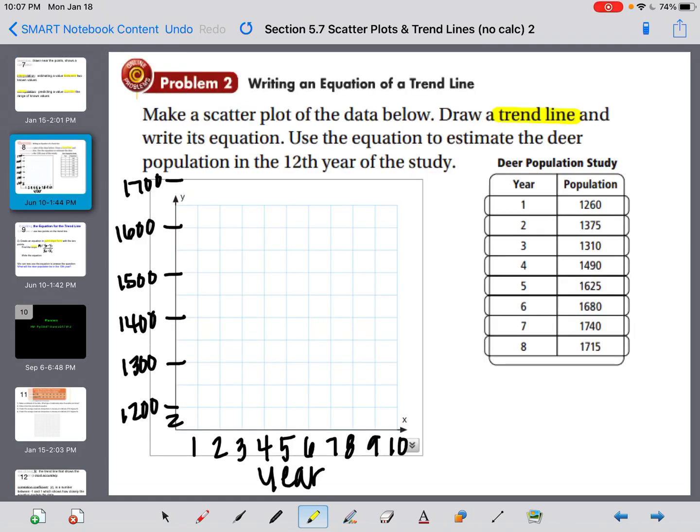Okay, we're going to try making one of those trend lines and writing its equation. Make a scatter plot of the data below, draw a trend line, and write its equation. Use the equation to estimate the deer population in the 12th year. Okay, so this table shows us the deer population in 8 different years.